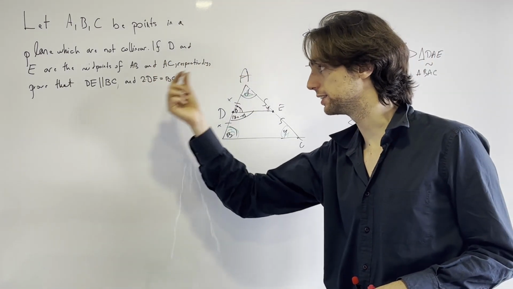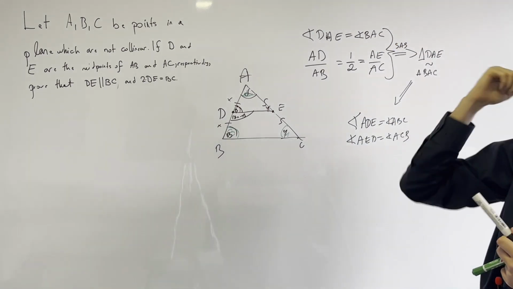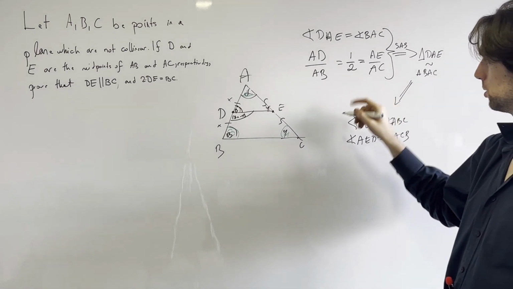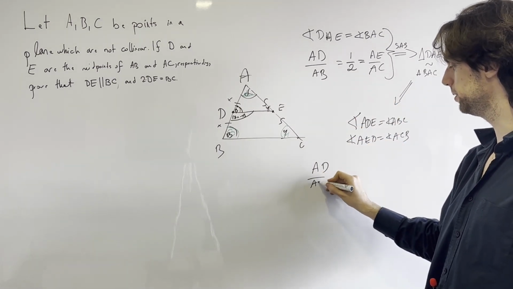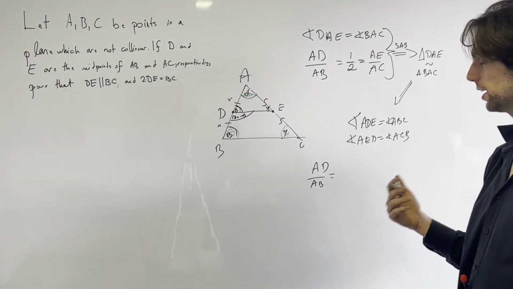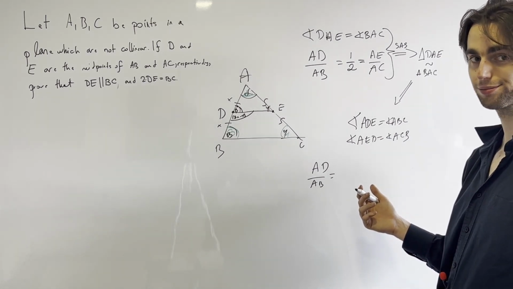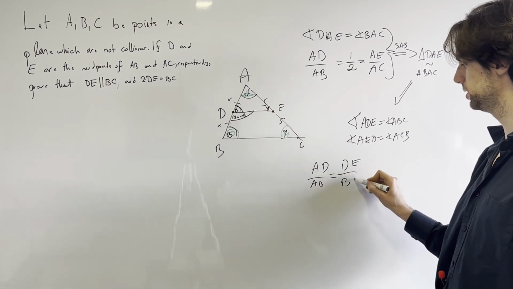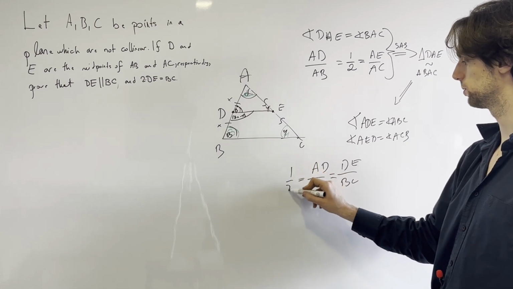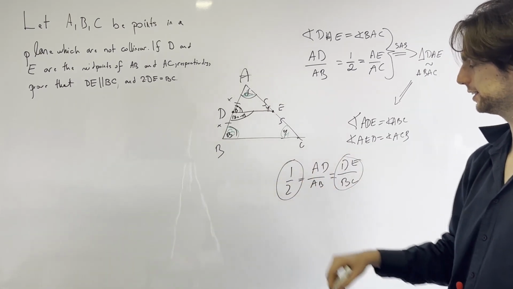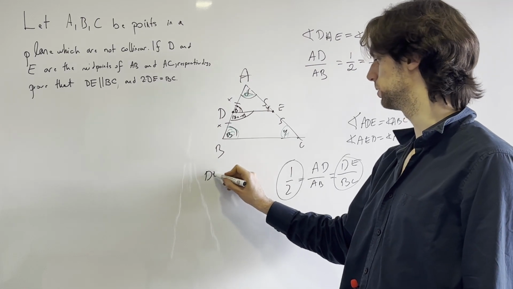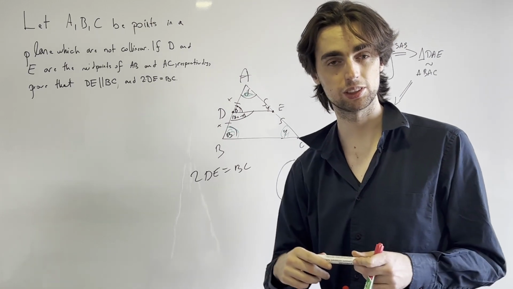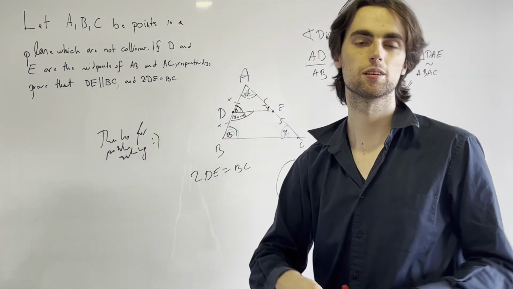However, we still need to prove that BC is twice the length of DE. And how do we do that? Well, also from the similarity, we have that AD over AB is equal to DE over BC. And given this was 1 over 2, we get that 2 times DE is equal to BC, which is what we need to prove. This finishes up our problem, and as always, thanks for problem solving.